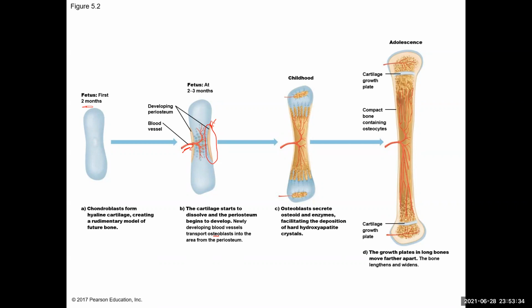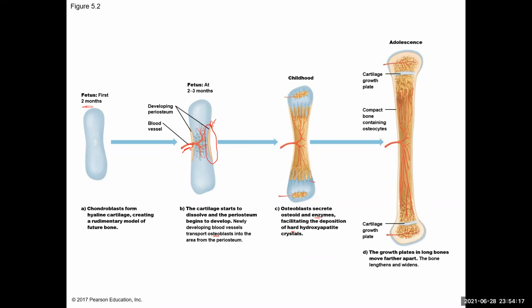Now, in childhood, more and more of that cartilaginous model has been replaced with osteocytes. So those osteoblasts have replaced the cartilage with mature osteocytes, so mature bone cells. And these osteoblasts do that by secreting what's called an osteoid and just specific enzymes. You don't have to remember those. But what that does is it causes the deposition of hard hydroxyapatite, which is leading to the development of that hard, compact bone structure. Okay?